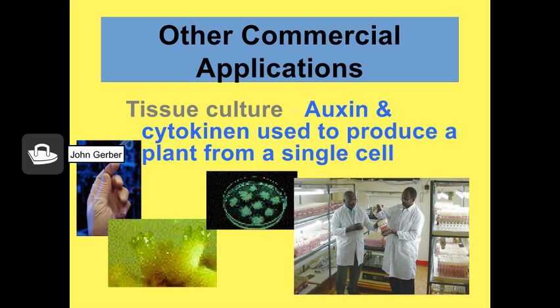Hormones are also used to produce new plants from tissue culture. In this process, cells are collected from a desirable plant. They're given specific hormones, and new plants can be grown in test tubes. The test tubes will be planted into pots, out in the greenhouses, and eventually outdoors.